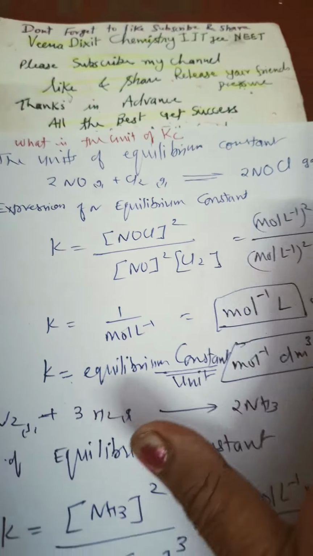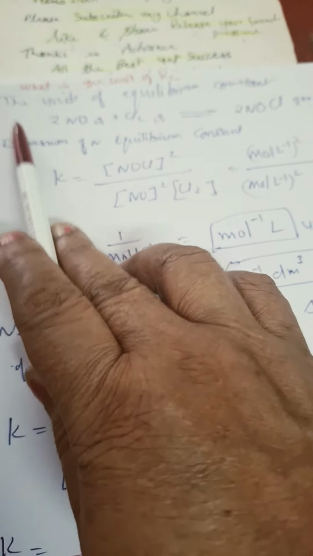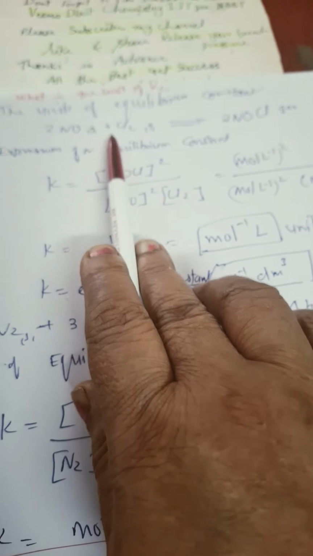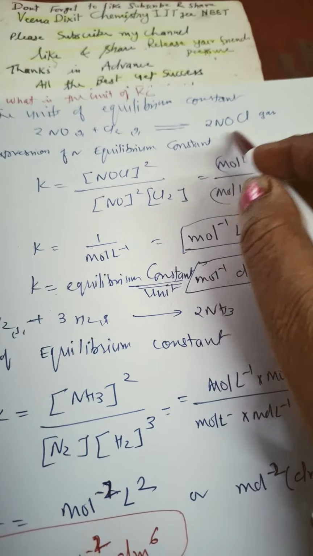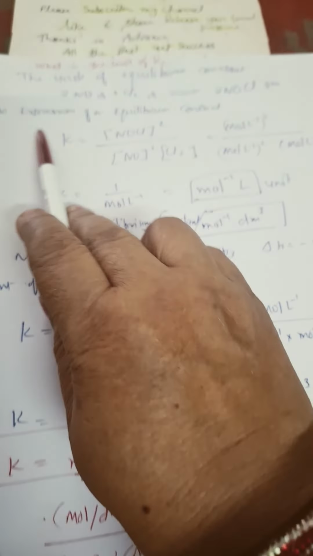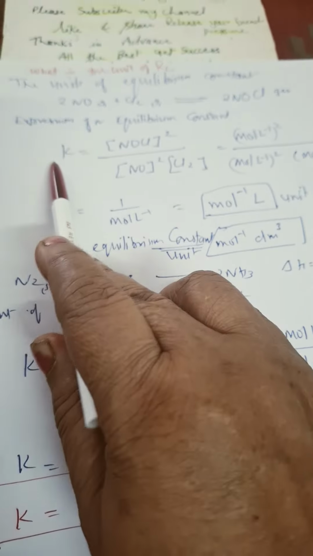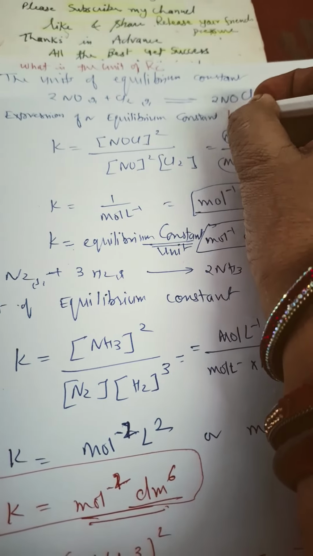I'm Veena Dikshit. I'm preparing you for ionic equilibrium and chemical equilibrium. Just start the unit, find out the unit of Kc. So 2NO plus Cl2 gives you 2NOCl gas. So for the expression for the equilibrium constant you have to write down first. So K is the equilibrium constant, the value of this is K.